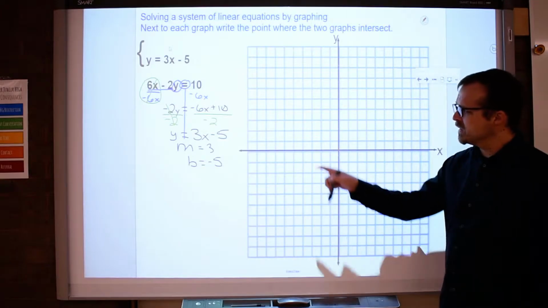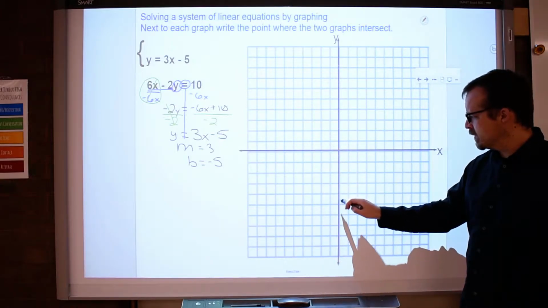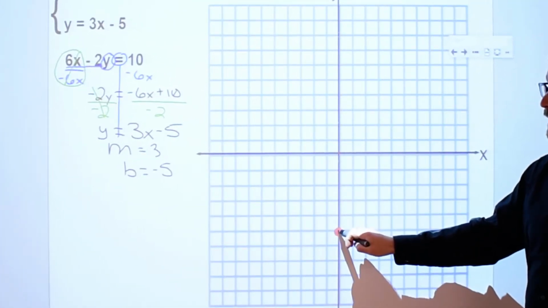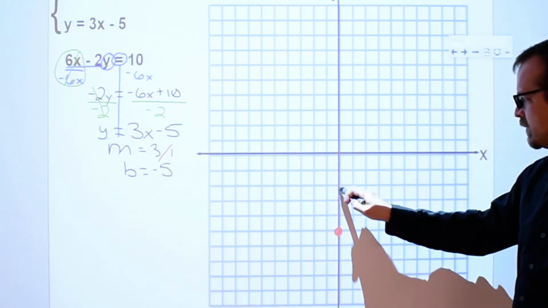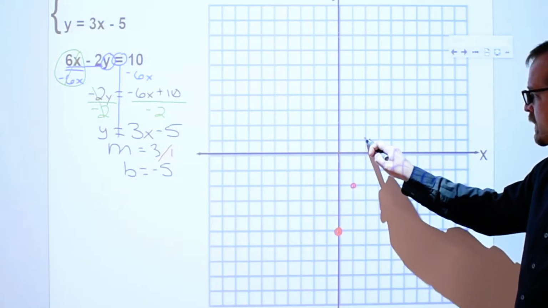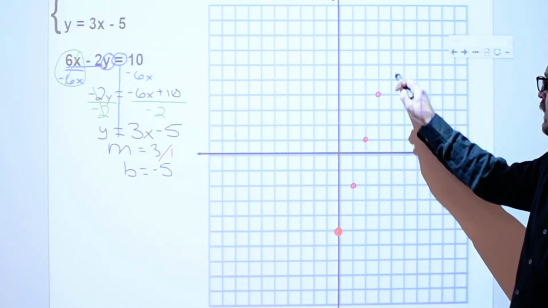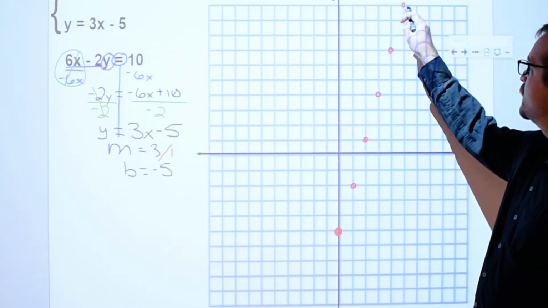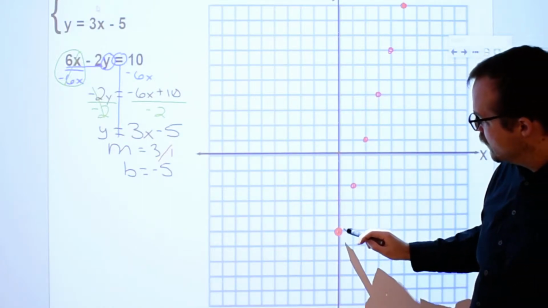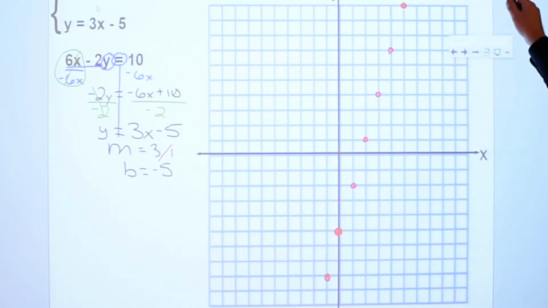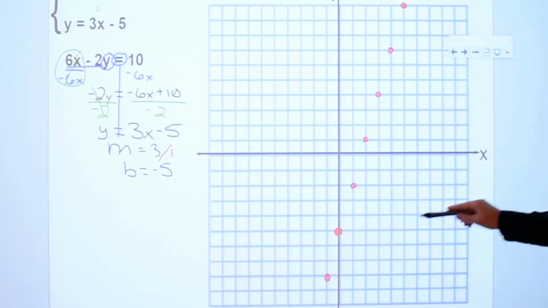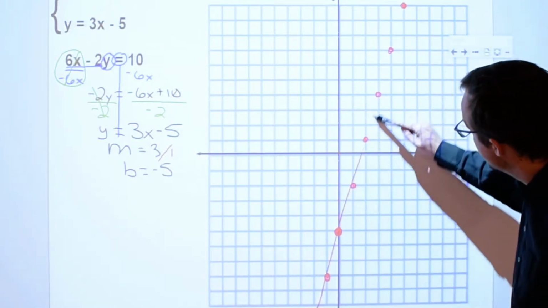All right, so my y-intercept is at negative 5, so 1, 2, 3, 4, negative 5. My slope is 3, which is really 3 over 1, so rise 3, run 1, rise 3, run 1, rise 3, run 1, or you go the other way, and so on and so forth. So here we have a nice graph of the line. Let's get that line drawn in there. If I could draw a straight line.